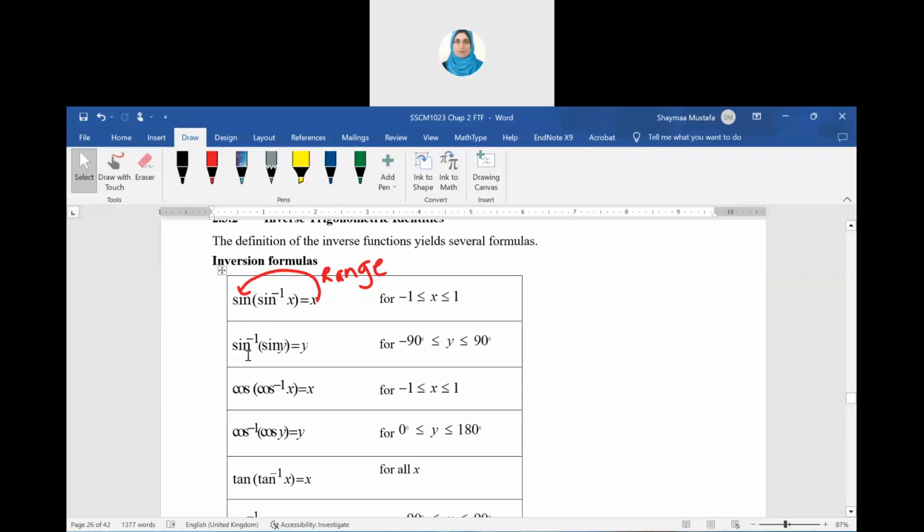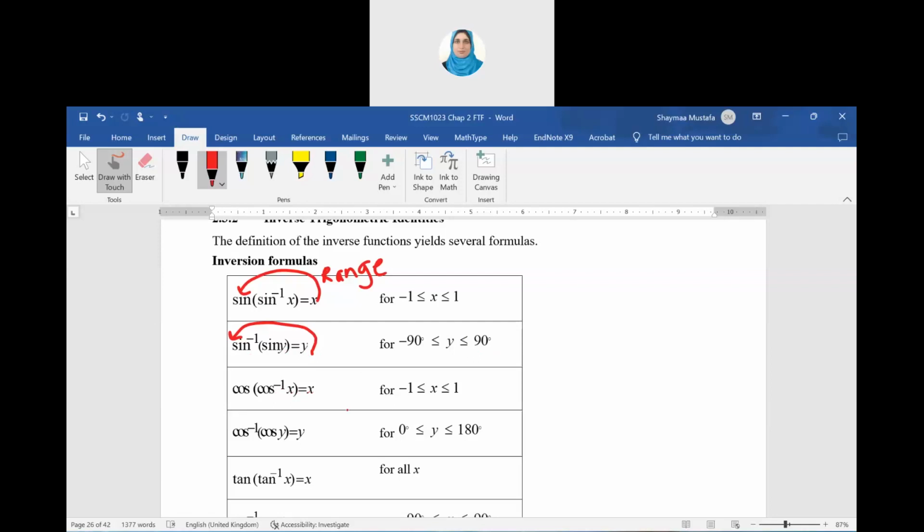Same here. When I said that sin inverse sin y should equal y, I need to be sure that this y is within the range of sin inverse. The range of sin inverse is between minus pi over 2 and pi over 2. So y should be within this range. If y is located from minus pi over 2 to pi over 2, then yes, sin inverse sin y equals y. Okay. Cos inverse cos x equals x.